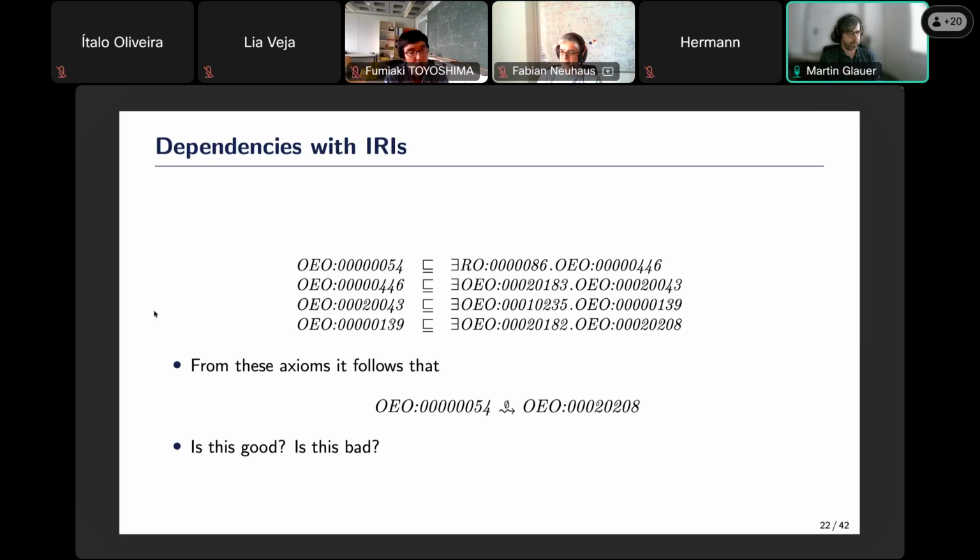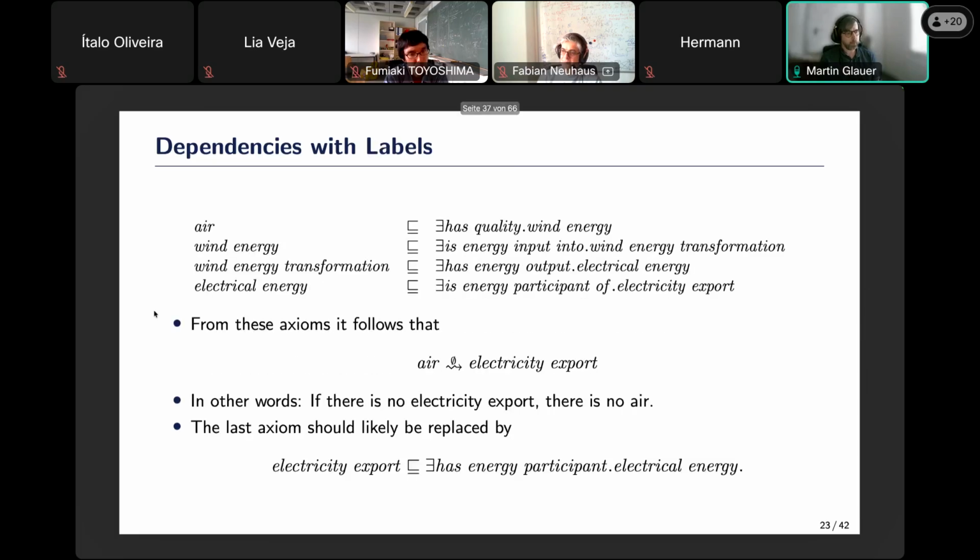We need labels, on the next slide. And now this ontology actually makes more sense to us. We can now see that this dependency might not be intended, because it actually says that air emptiness depends on electricity export. In other words, that means if there is no electricity export, there is no air, which is likely unintended.